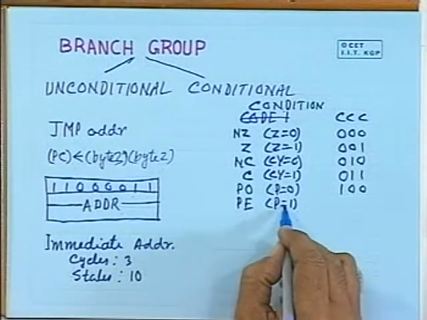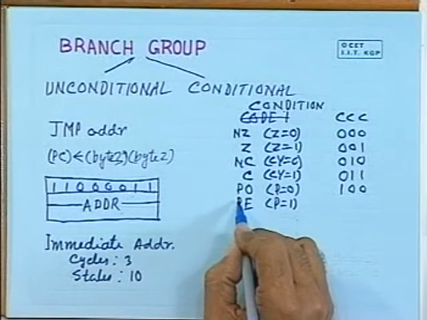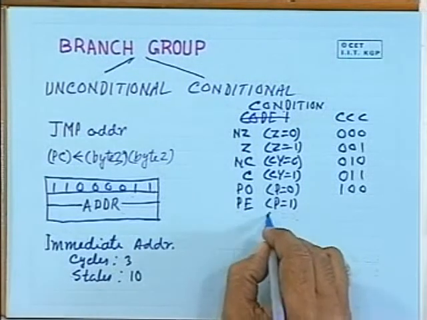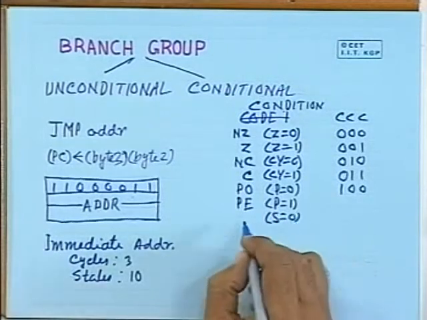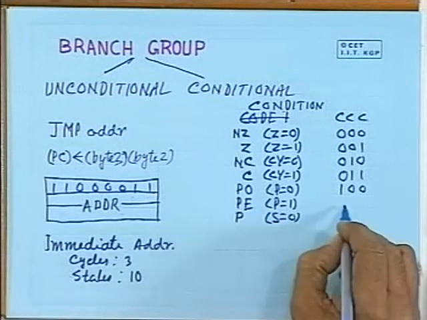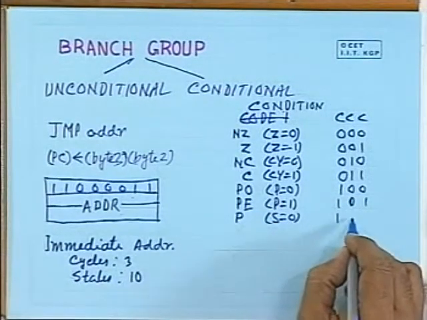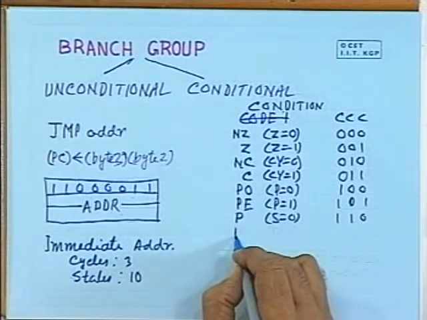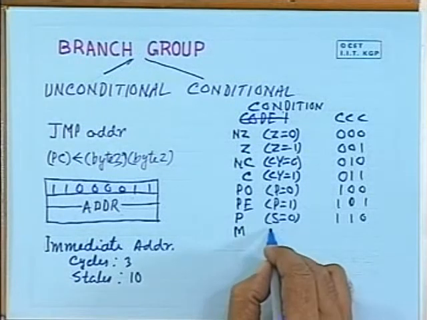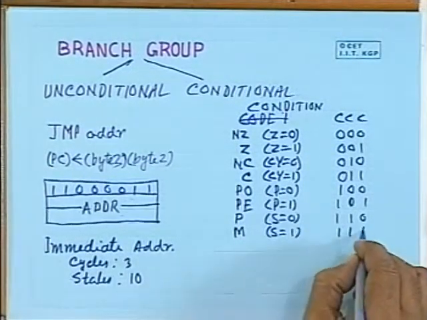That means the parity flag bit will be set when the parity of the result in the accumulator is even. Whenever the sign S bit is 0, that means a positive number, the code is 1, 1, 0. For P is 1, the code is 1, 0, 1. And finally, whenever your result is negative, S is equal to 1 and we get 1, 1, 1.